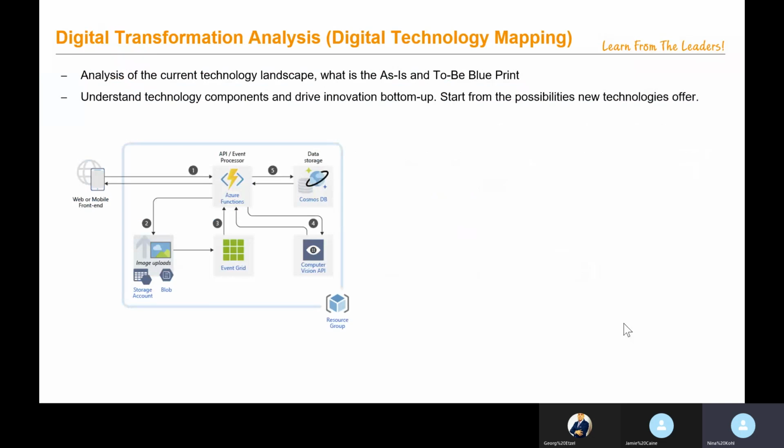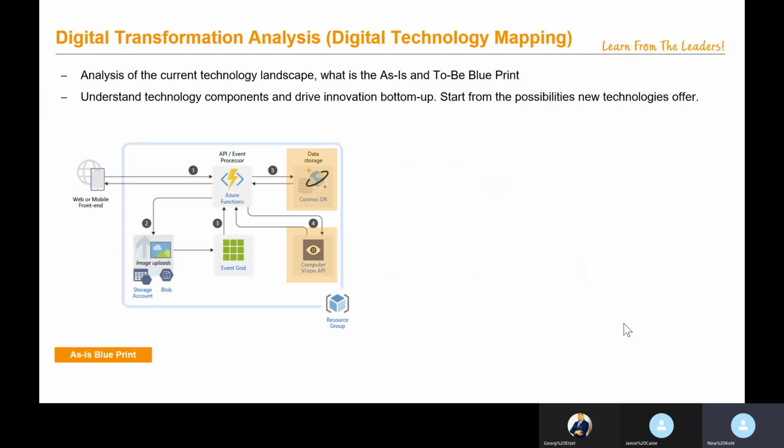So in the first step, we had a look at the solution model, which is image classification on Azure, which you can see here on the left-hand side. And what I did is the digital technology mapping. It's an analysis of the current technology landscape you have already implemented, what is your as-is and what should be your to-be blueprint. So what I do is understand the technology components and look at how to drive innovation bottom up. So we start from the possibilities the new technology offers us.